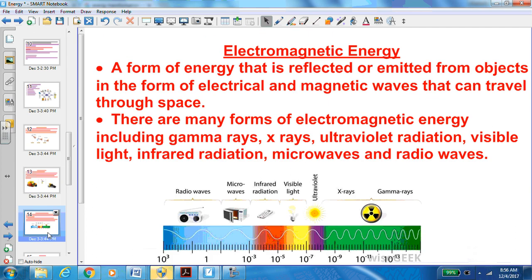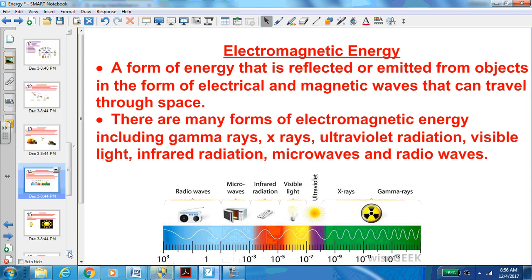All right, electromagnetic energy. This is a form of energy that is reflected or emitted from objects in the form of electrical and magnetic waves that can travel through space. There are many different forms of electromagnetic energy, and you can see them all here on this little spectrum. We're going to have a separate lesson a little bit later in the year where we talk specifically about electromagnetic waves, so this will come up again. But all of these waves carry, or what we refer to as carrying, electromagnetic energy.